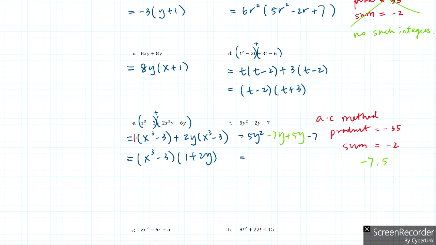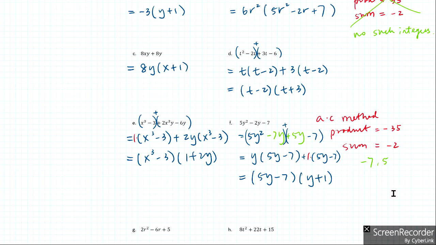And once we have 4 terms, factor by grouping it is. From the first group, we have y in common, so we get 5y minus 7. From the second group, nothing in common, so we just write it as 5y minus 7. If you want to, you can write it as 1 times that. You don't have to, but it's just a nice reminder that you need this placeholder over here. And then 5y minus 7 in common, y plus 1 left over. We can't further factor either expression anymore, so this is all done. That's as far as we can go for factoring.